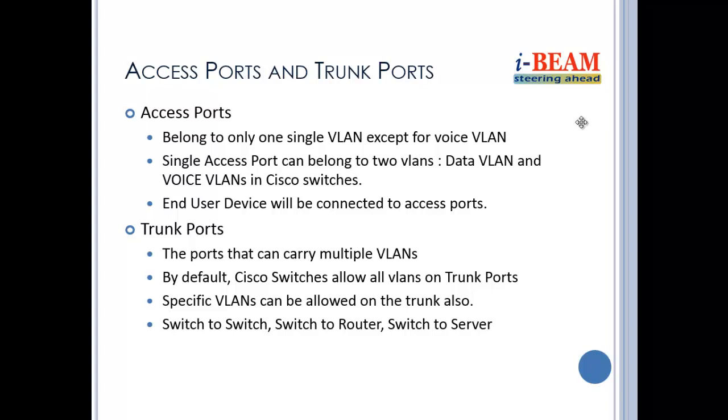The trunk port is the port that can carry multiple VLANs; we call these trunk ports. By default, Cisco switches allow all the VLANs on trunk ports. If we want to allow only specific VLANs, we can do this. Trunk ports are used to connect switch to switch, switch to router, and switch to server.